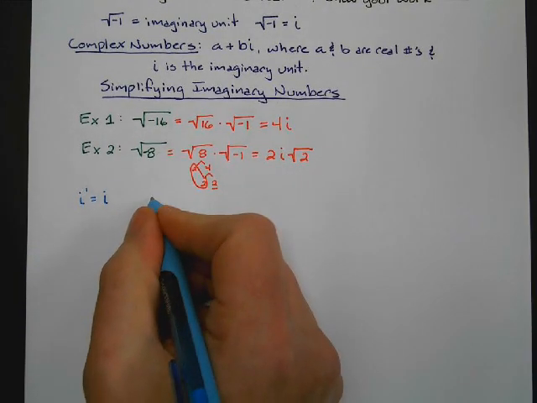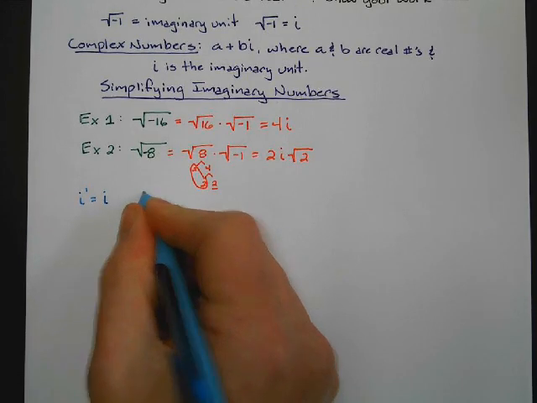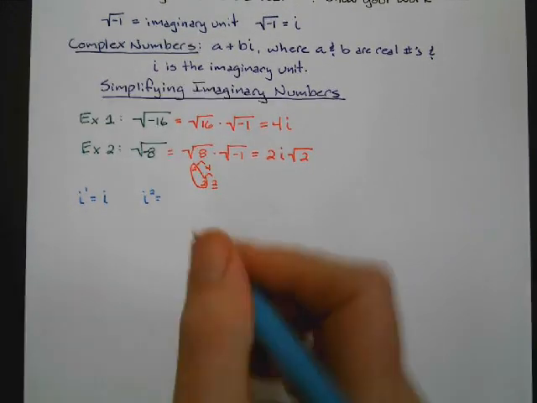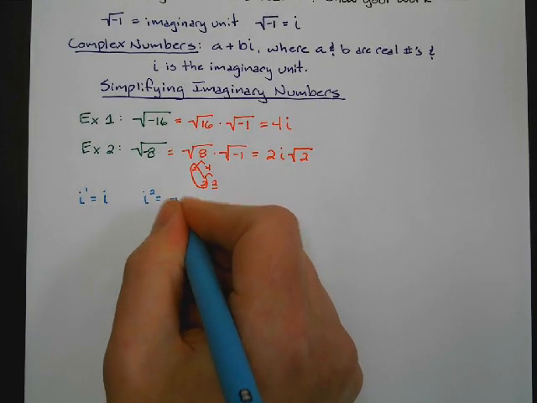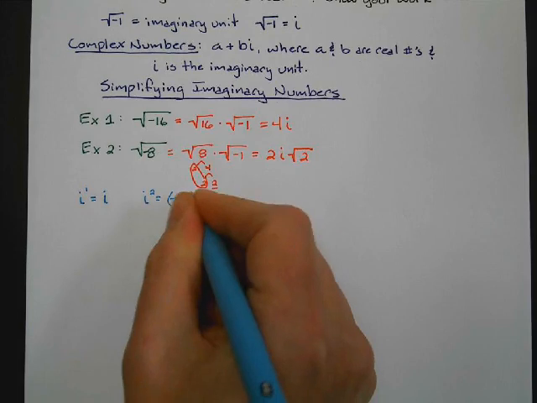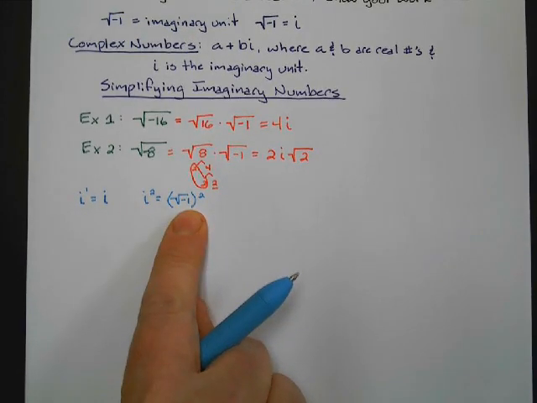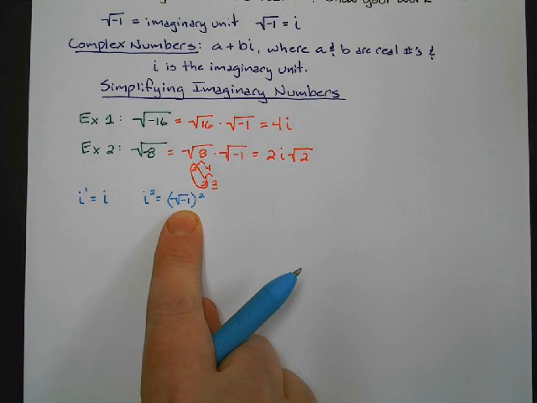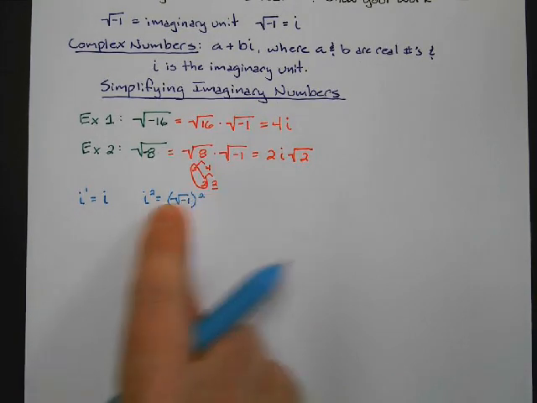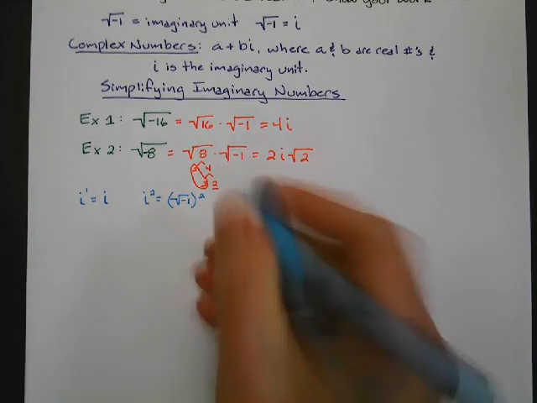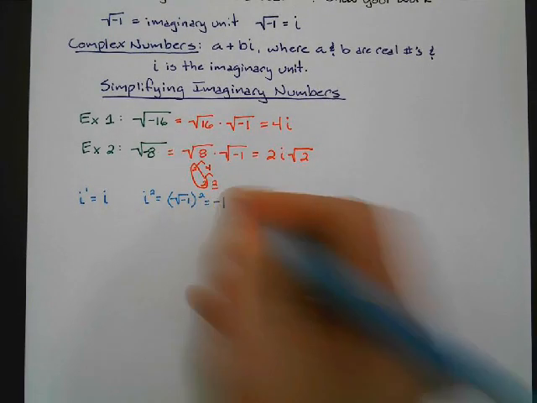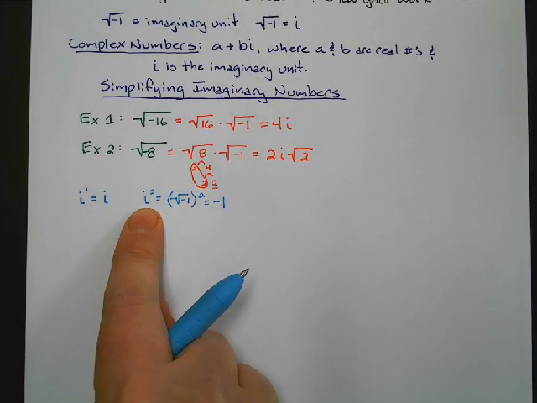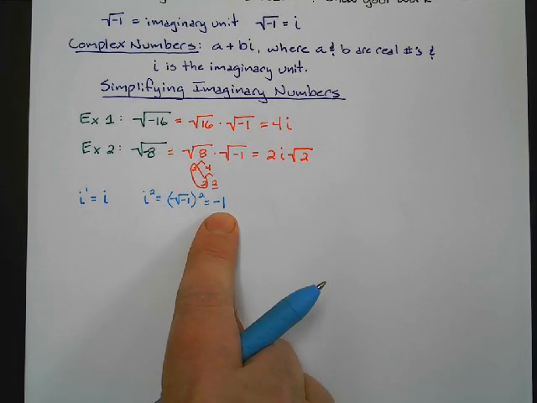But i to the second is going to be interesting. If I take i to the second, i to the second is the same thing as the square root of negative 1 squared. Because i is the square root of negative 1, right? Now, what did we say happens when we square a square root? Well, we've said that if you square a square root, they're opposite operations. So squaring cancels out the square root, and we get negative 1. And that's real. That's not imaginary. So if we take the imaginary unit and square it, it becomes the real number of negative 1.